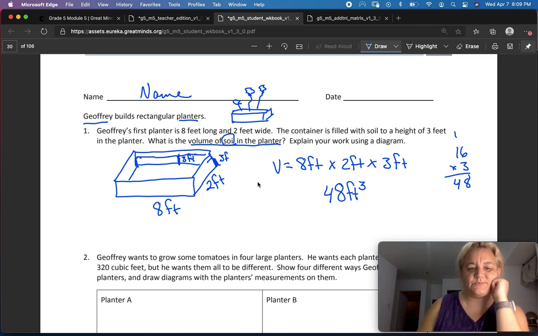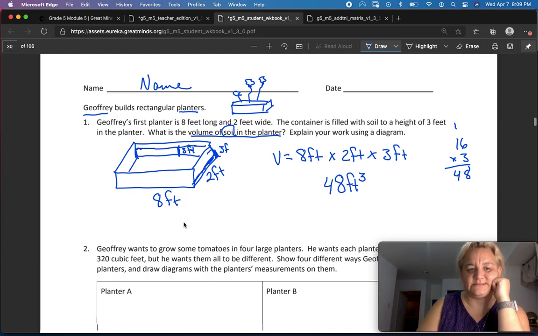So explain your work using a diagram. There's our diagram. I drew a nice little picture. I made it hollow. If making it hollow is difficult for you, you can just make it a regular cube. That's fine. It's not a cube, I'm sorry, it's a rectangular prism.